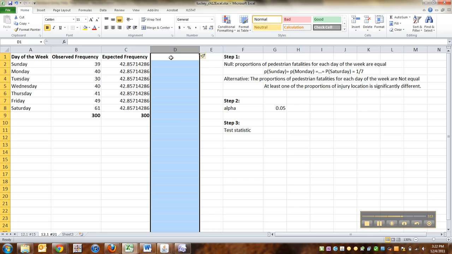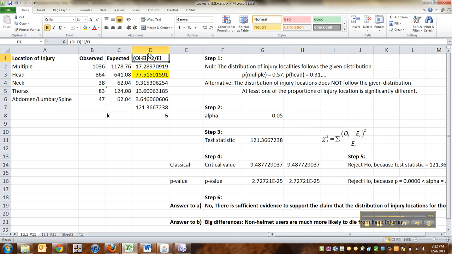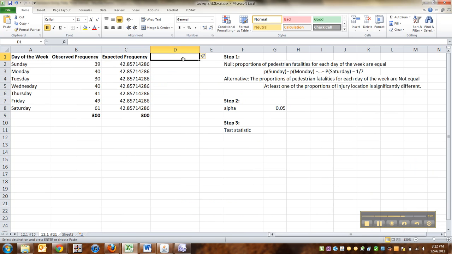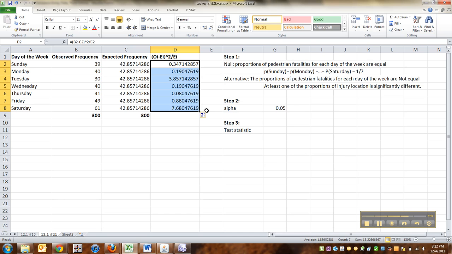We're going to need that observed minus expected. Hold on, I have it over here. Observed minus expected divided by expected. Oops, squared, divided by expected. So let me take that. Parentheses, I observed 39 minus I expected 42, close parentheses, square it, divide it by that expected, and then you double click and put them all down.